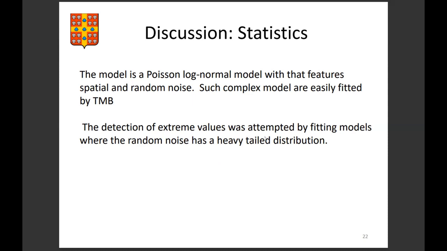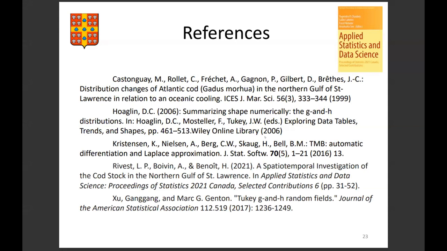Okay, so now what we have used in this project is a Poisson log normal model that features spatial and random white noise, and some model. These complex models can be easily fitted by TMB, and we are still working on this business of detecting whether there are extreme values and influential values for this model, and so this is still ongoing work that a student is involved in. So these are the references. Thank you.